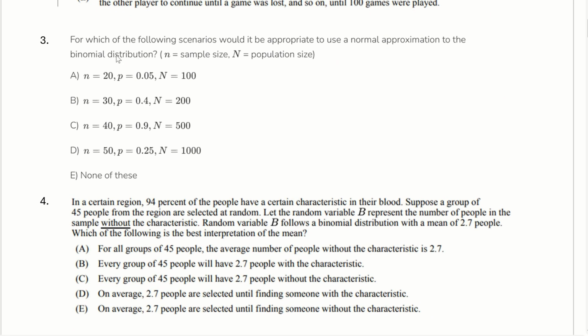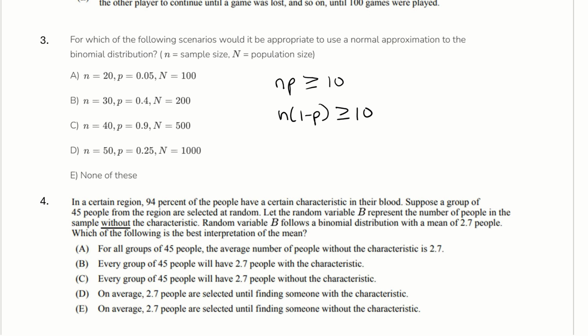So number 3, for which of the following scenarios would it be appropriate to use a normal approximation to the binomial distribution? Where n is the sample size, little n, and big N is population size. Remember, in order to use a normal approximation to the binomial distribution, you have to satisfy the large counts: np is greater than or equal to 10, and n times 1 minus p is greater than or equal to 10.